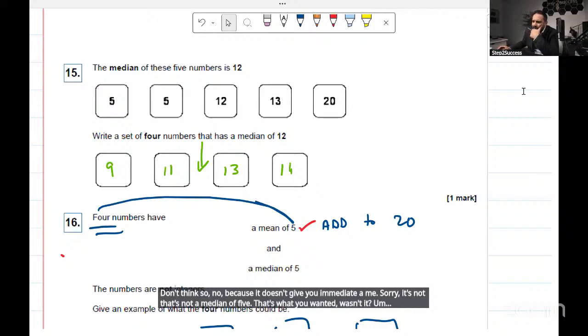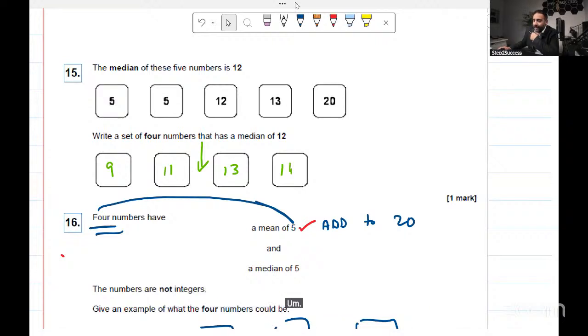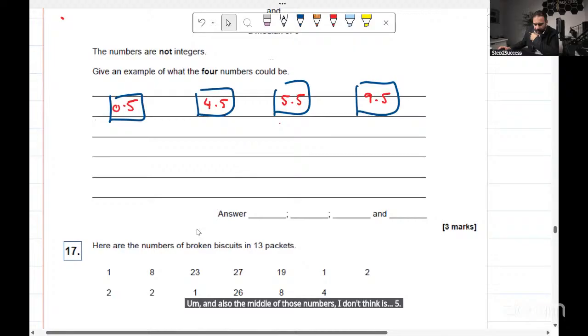They also, I don't think they add up to 20 either. So no would be the answer to your question. It couldn't be those numbers. They don't add up to 20 for a start, but they need to. And also the middle of those numbers, I don't think is 5. So I'd go with what I put.